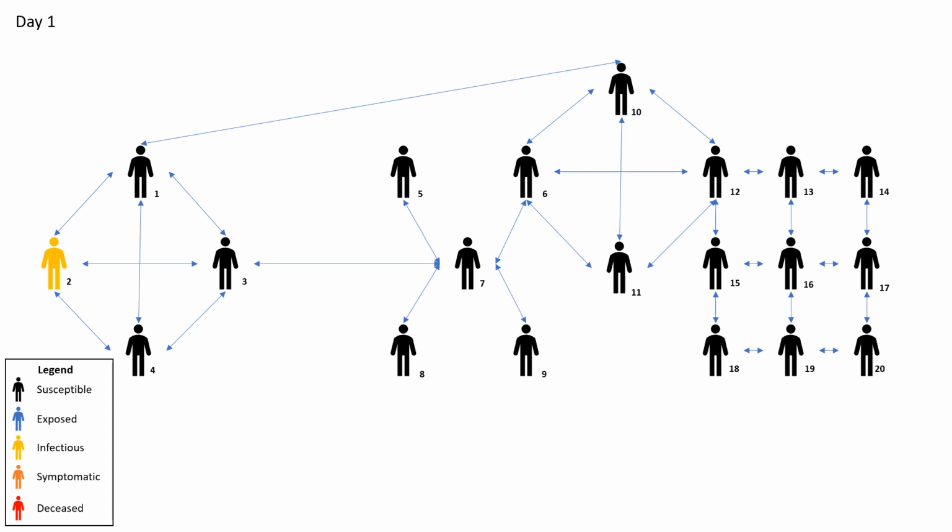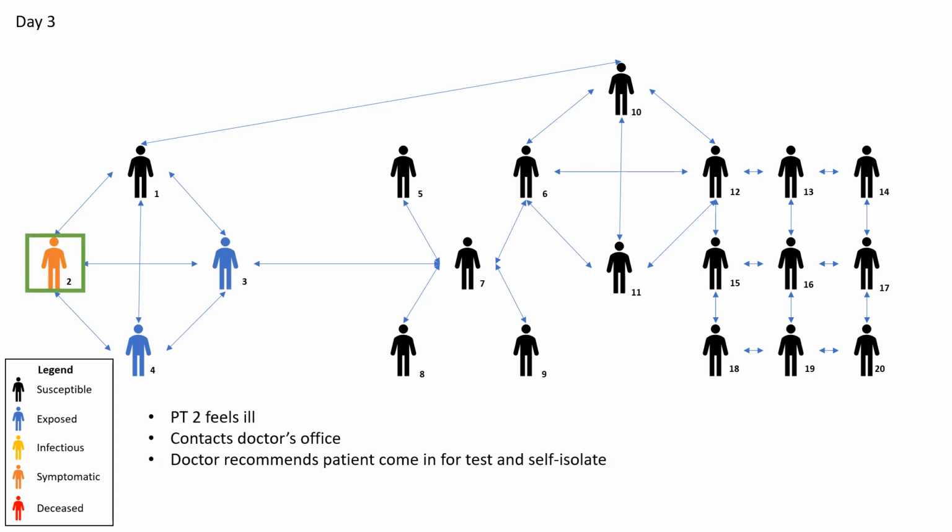Here we are once again on day 1. Individual 2 is infectious. By day 3, patient 2 feels ill, and so they contact their doctor's office. The doctor recommends that the patient come in for a test and they self-isolate. Now, they surely have already infected patients 4 and 3. Patient 1 is yet to become infected.